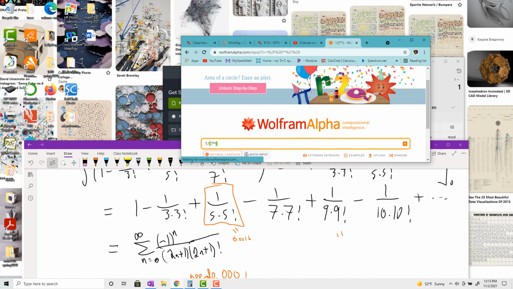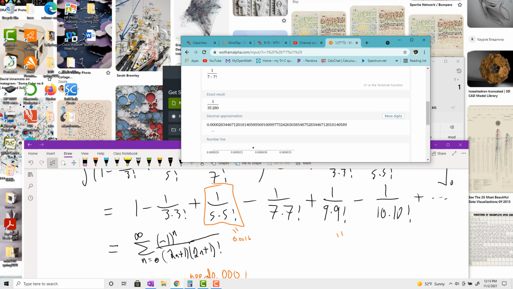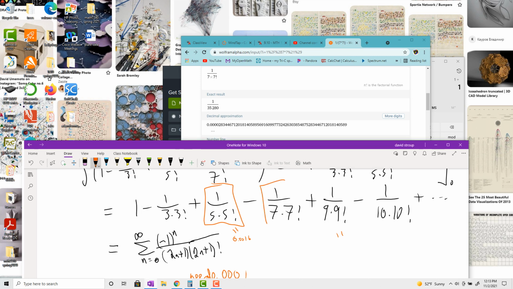7 times 7 factorial. Yeah, so that'll do it. That is something less than what we have. So this one is equal to 0.1234 times 3. So our answer is just going to be this.